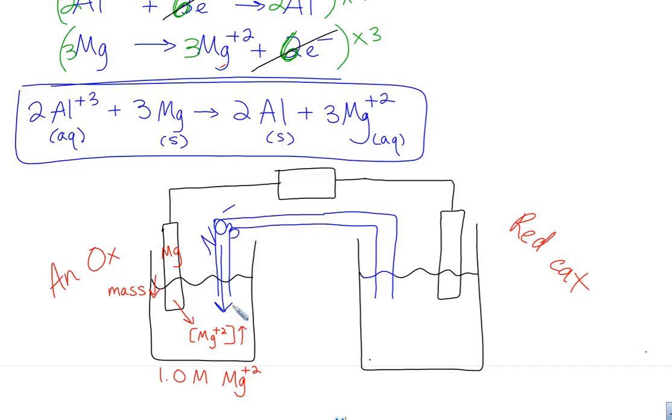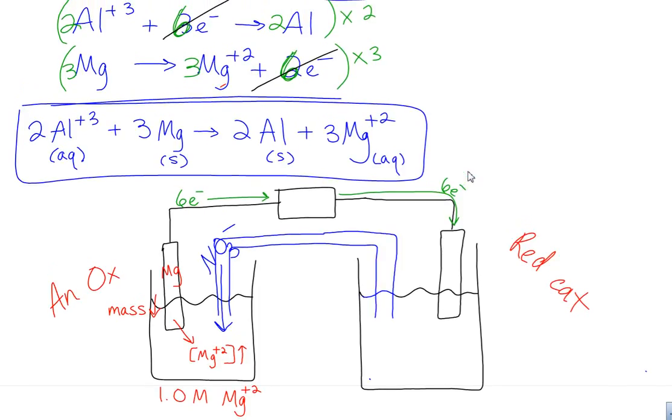Okay, and the only other thing that I might put in would be the electrons. I form that magnesium ion plus 6 electrons. So there will be 6 electrons buzzing through the system over to the other half. Here comes my 6 electrons. Okay, half done. The reduction half.